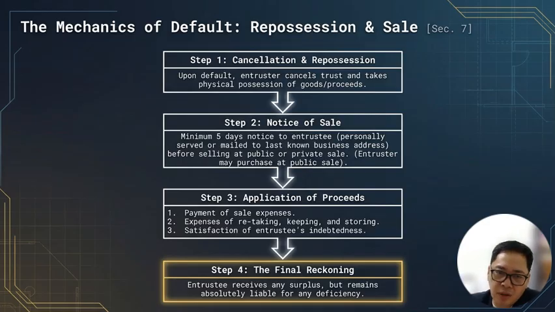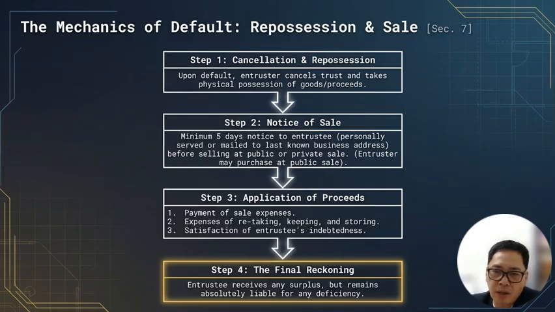The money generated from the sale cannot simply be pocketed by the entrustor. The law dictates it must be applied in a strict prioritized order. First, to pay the expenses of the sale itself. Second, to pay the expenses incurred for retaking, keeping, and storing the goods, documents, and instruments. Third, to satisfy the actual indebtedness that the entrustee owes to the entrustor. So, the last step actually is handling the surplus and deficiency.